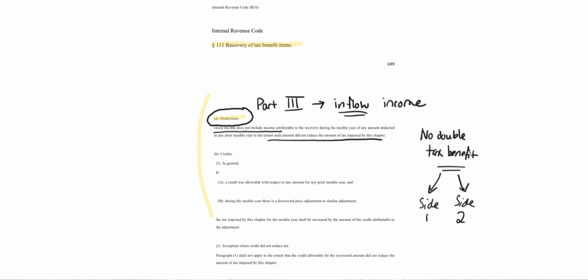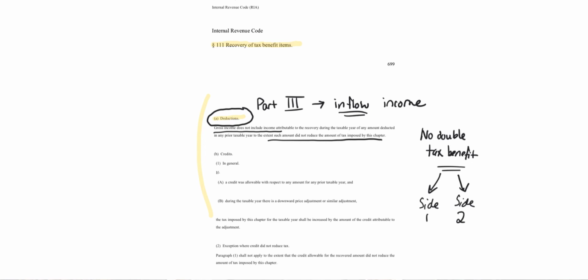Year 2, you're only supposed to pay $800 on your tax return, so you get a refund of $200. Well, because you got the benefit of a $1,000 deduction in year 1, you have to include $200 in year 2, the refund received. Why? Because you didn't actually have $1,000 in taxes. So the idea there is you don't get two benefits. You don't get to both exclude and deduct.